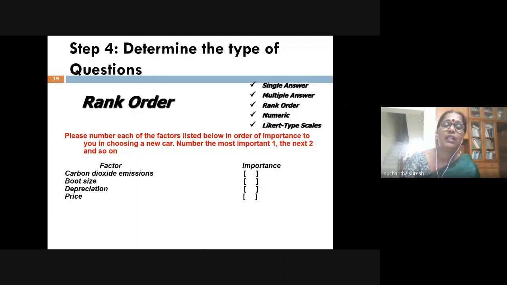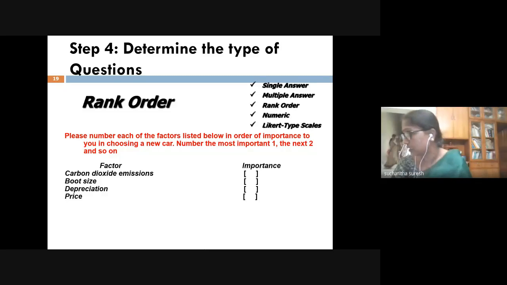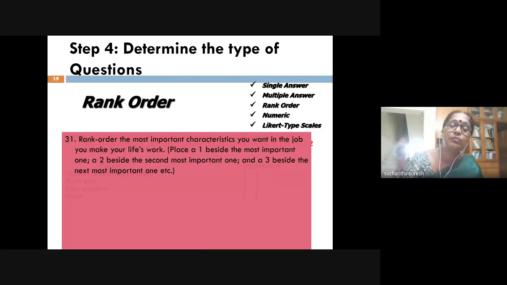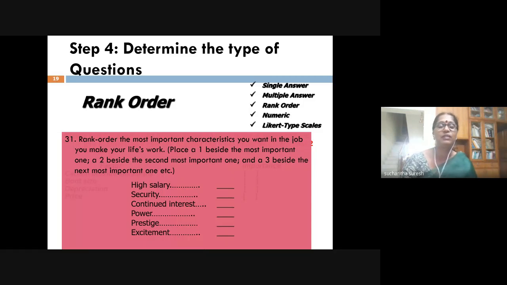Please number each of the factors listed below in order of importance to you in choosing a new car. Number the most important one as 1, the next as 2, and so on. One more is rank order the most important characteristics you want in the job you make your life's work: high salary, security, continued interest, power, prestige, and excitement. 1, 2, 3, 4, 5. That is rank order.